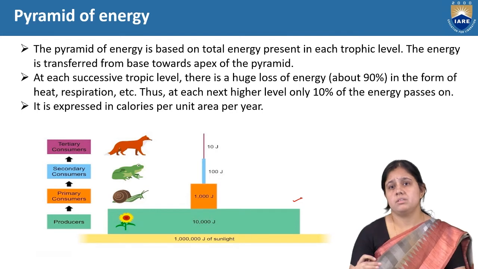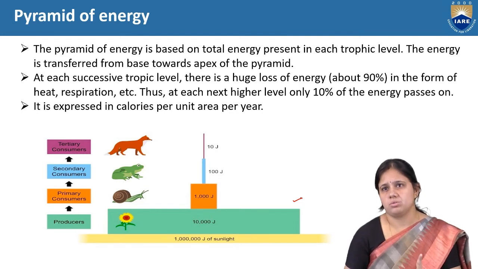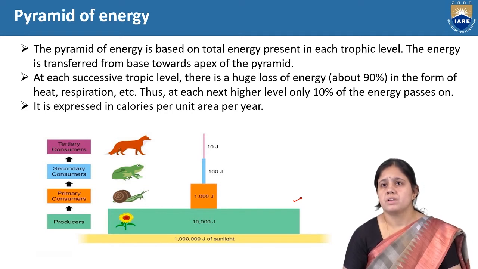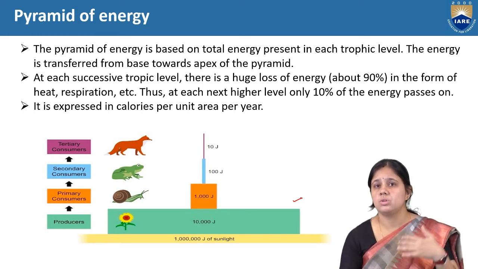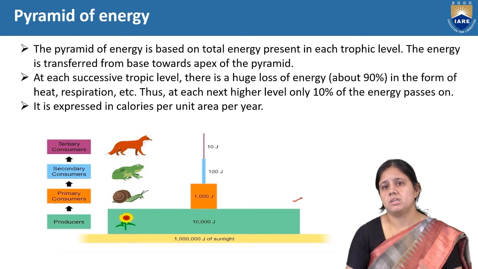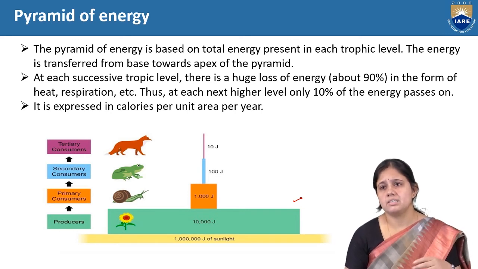So the pyramid of energy is always upright in every ecosystem, because all organisms are losing some of the energy as heat, in respiration, for locomotion, or in other functions. The energy is transferred from the producer to the tertiary consumer. The producer has more energy, but at every stage it is reduced by 90%. This is the main function of an ecosystem.